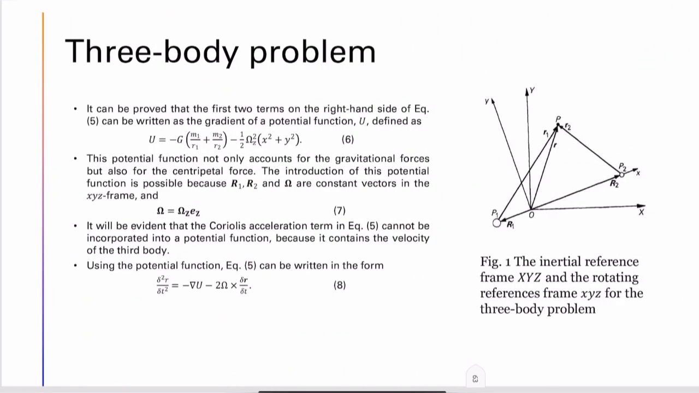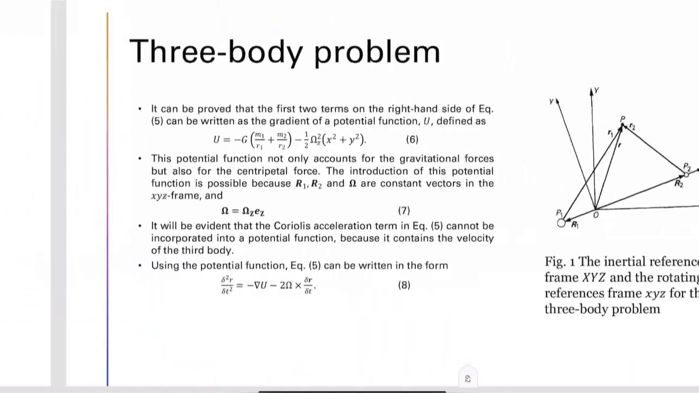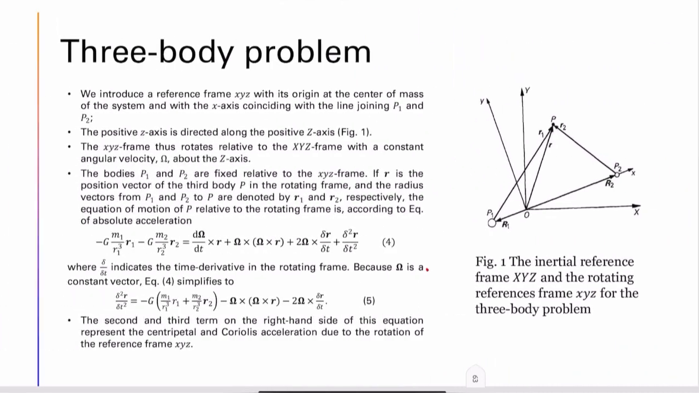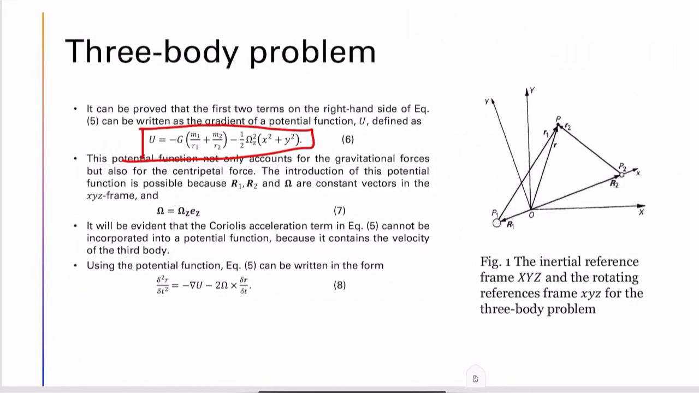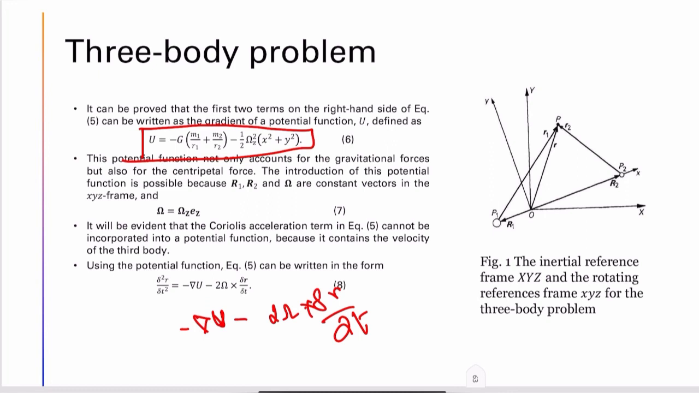So this is the potential. If this is the potential, you can see this is nothing but the differentiation of this. So I am writing this as del u minus 2 omega cross del r by del t. So this is the expression. So the first two terms are represented by the potential function.